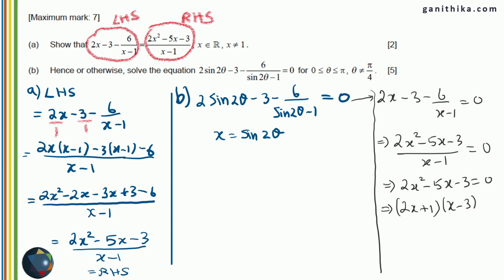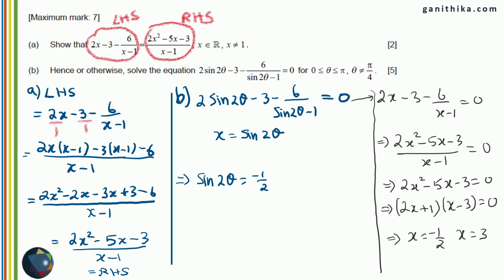On simplification, this quadratic equal to 0. And you have the factorization of the quadratic as 2x plus 1 times x minus 3 equal to 0. You can do all these things with sine 2 theta in the place of x if you are comfortable. But I would prefer to change this to x. It's easy to solve with x than with sine 2 theta. So once you get this, you can find the values of x to be equal to -½ and 3.